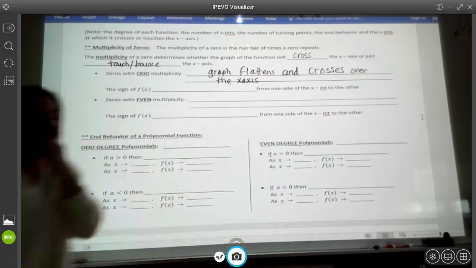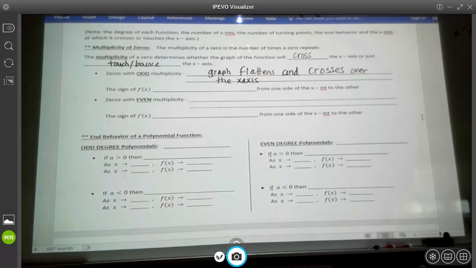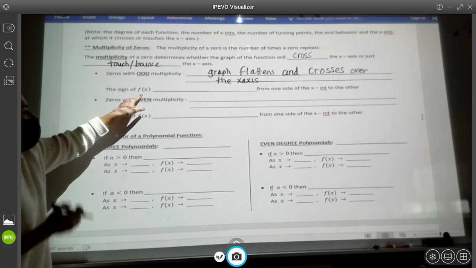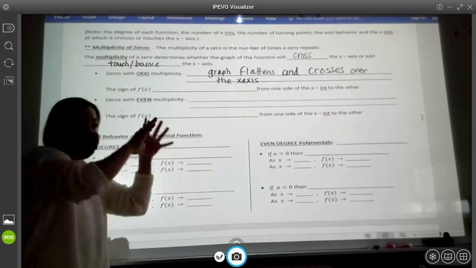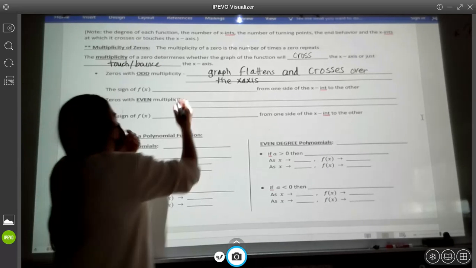That's the important part. In odd multiplicity, there will be a cross. The sign of f of x, the y-coordinate, will change from one side of the x-intercept to the other. It will go from a positive output to a negative output.